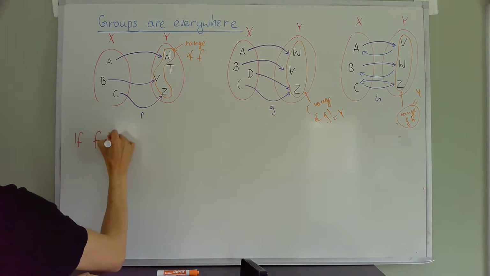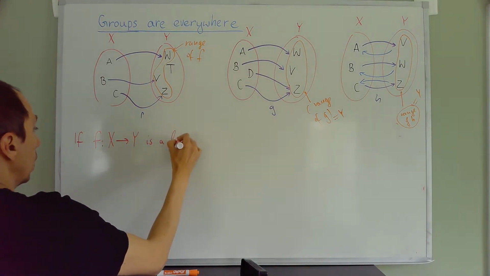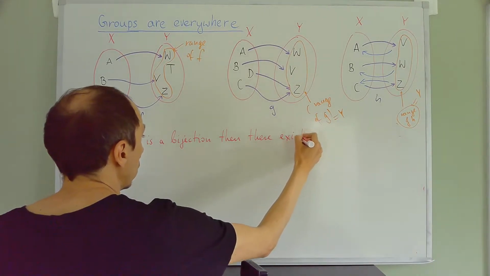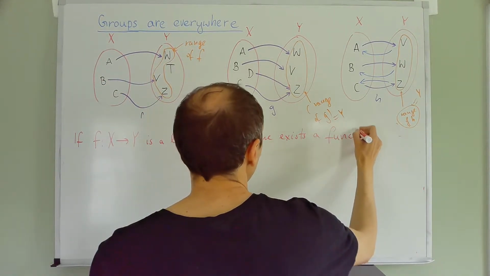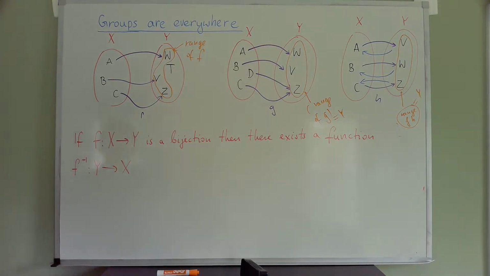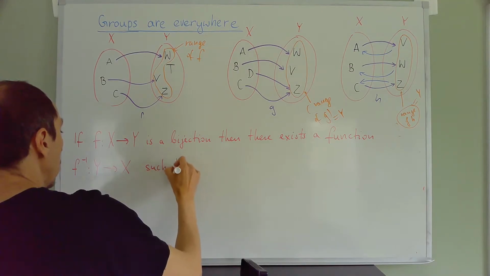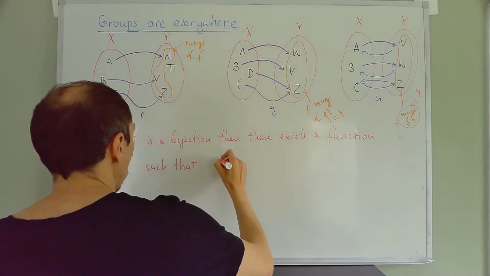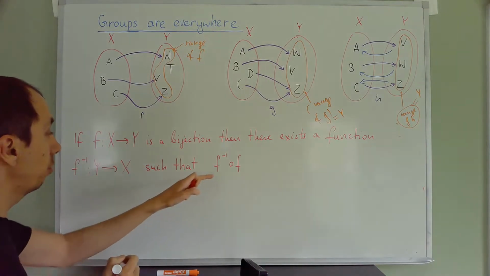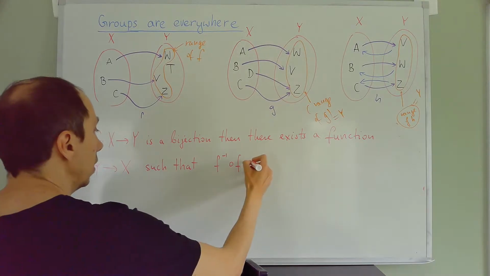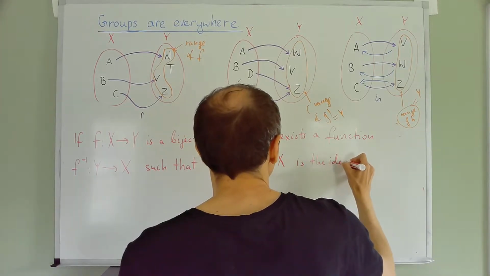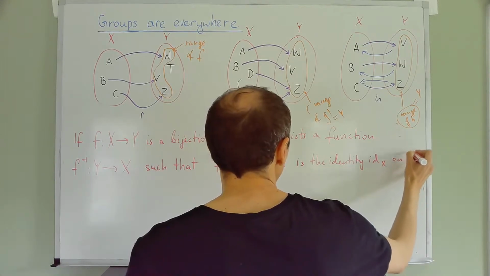If f from X to Y is a bijection, then there exists a function, which I denote by f inverse from Y to X, such that if I compose f inverse with f, then let's see, f takes me from X to Y, and f inverse takes me back from Y to X. So this composite is a function from X to X, is the identity id X on X.